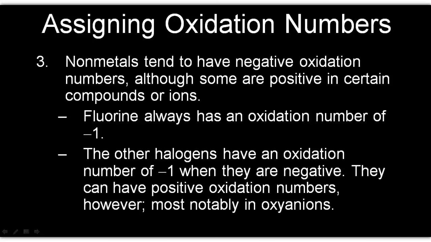Fluorine, always -1. But the other halogens, for example chlorine, it just depends upon what it's bonded with. So as an example, here we have chlorates, oxygen's 2-, so to get the 1- out of this, chlorine must be a +5, which is really kind of weird, but that's what it works out to, because you get -6 out of oxygen.